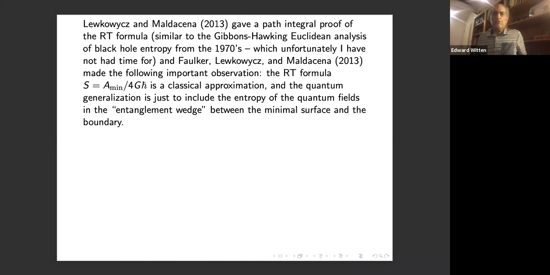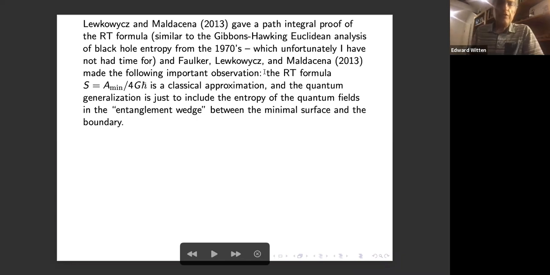But there was another important refinement. Well, first of all, Lewkowycz and Maldacena gave a path integral proof of the RT formula. Their proof was similar to the Gibbons-Hawking Euclidean analysis of black hole entropy from the 70s. Unfortunately, I didn't have time for the Gibbons-Hawking analysis, and therefore we don't have the foundation to explain the Lewkowycz-Maldacena arguments. But it's a relatively simple argument; if we'd had time to go into more detail on what was done in the 70s, it would be a simple extension. But Faulkner, Lewkowycz, and Maldacena shortly afterwards made the following important observation.